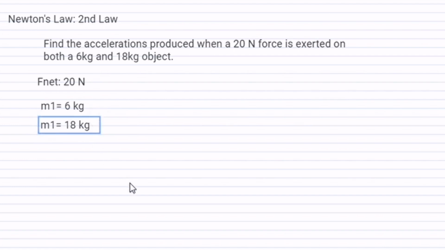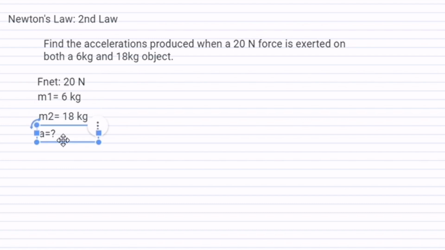So acceleration is what's missing in this problem. Okay, here we go. This is a very easy problem since we're only getting the acceleration. But since we do have two masses, we're going to solve for each of their accelerations. The formula for acceleration is F net over m. So we're just simply dividing.